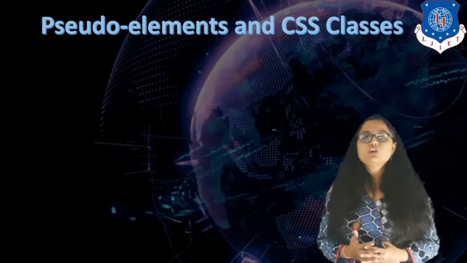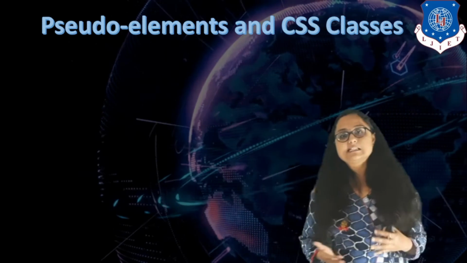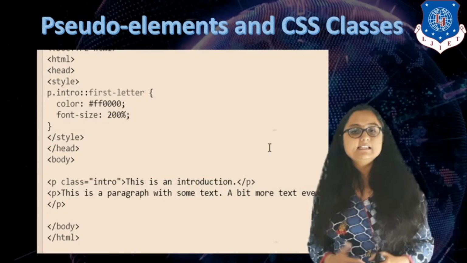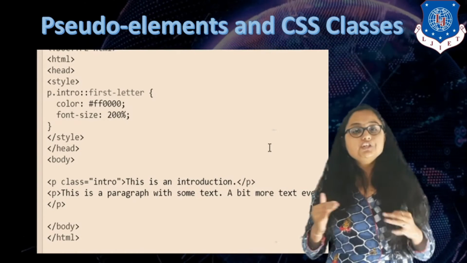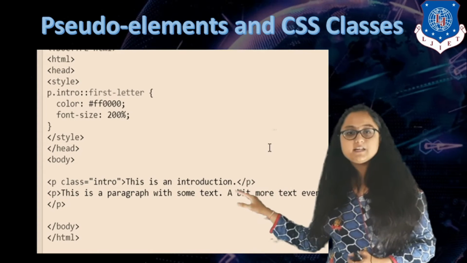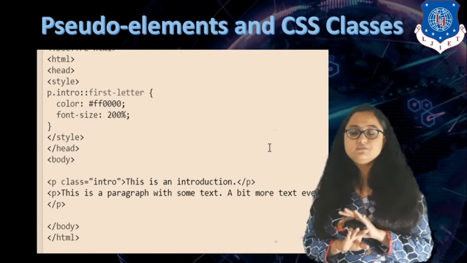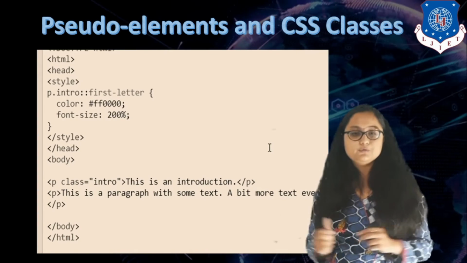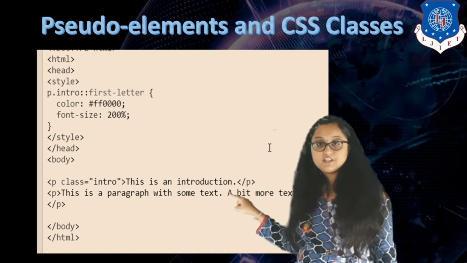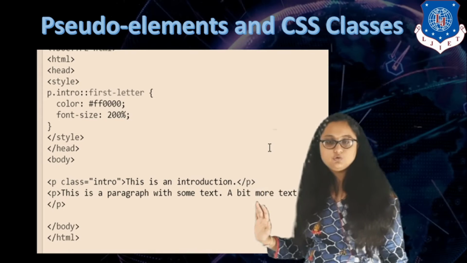Now if you want to use a pseudo element along with your CSS classes, can you do so? Yes, you can. Let us see an example. Here you can see that I have two paragraphs. For the first paragraph I have given the class name intro, and for the second paragraph I have given no class attribute value. What I want to do is only change the first letter of the paragraph whose class name is intro.